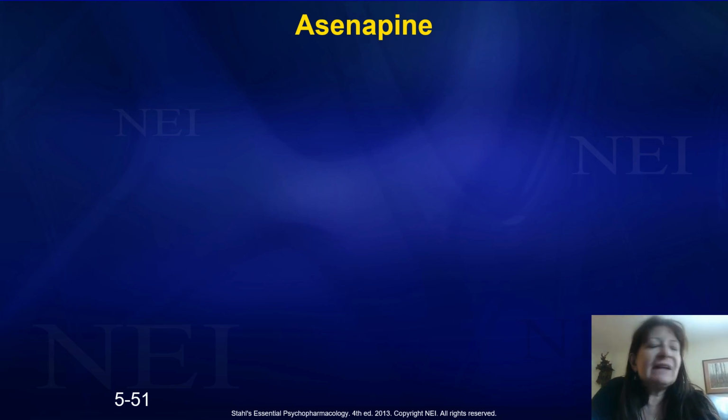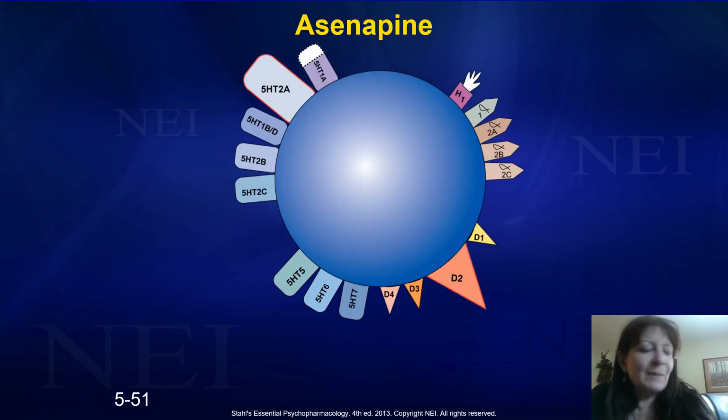Asenapine also has indications for teenagers. It's typically dosed at 5 to 10 milligrams BID. It is something that will dissolve under the tongue. There is to be no food or drink for 10 minutes afterwards. Problematic because it is not known to taste very good. There is moderate sedation, moderate weight gain risk. It also has a very complex binding profile. It is a 5-HT2C antagonist and a 5-HT7 antagonist.